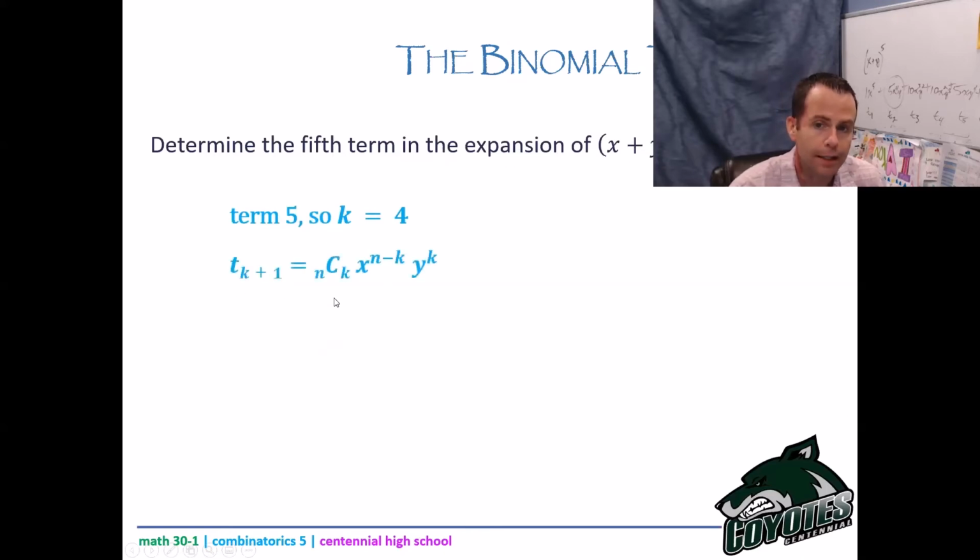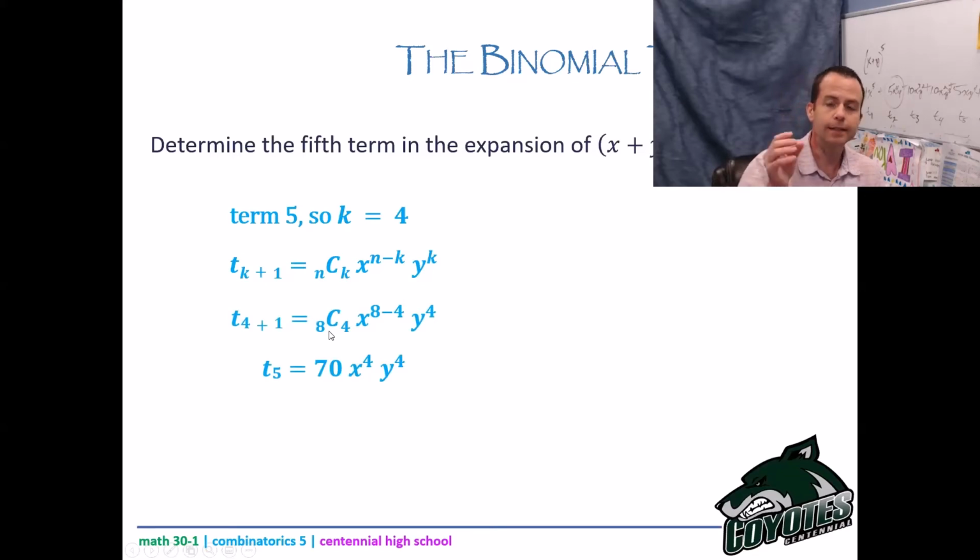So I start by writing down the formula. Again, this formula is on your formula sheet. You don't have to memorize it. Write it down. That's the first thing you're going to do. And then plug in everything you know. You know that k is 4, you know that n is 8, you know that x is x, and you know that y is y. Okay, so I plugged in everything I know, and now I'm going to clean it up. Use your calculator to figure out what 8 choose 4 is, and that's 70, x to the 4, y to the 4. So the fifth term is 70 x to the 4 y to the 4.